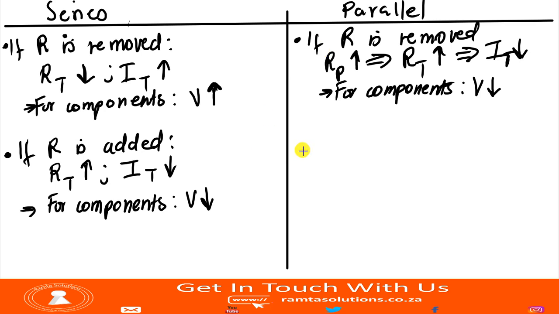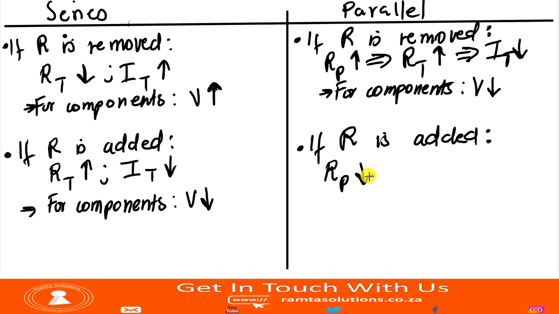Now, let me say R is added. What will happen when you say R is added? That means you are adding more resistors in parallel. What will happen when you add more resistors in parallel? RP will decrease. It's a fact.